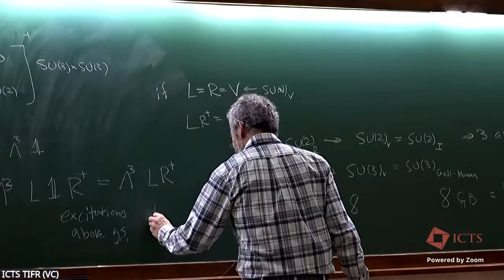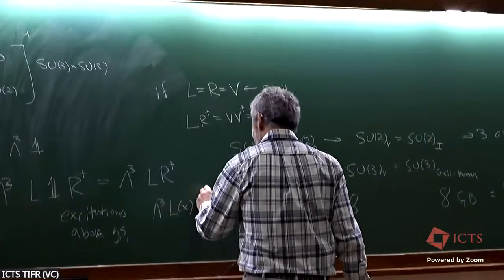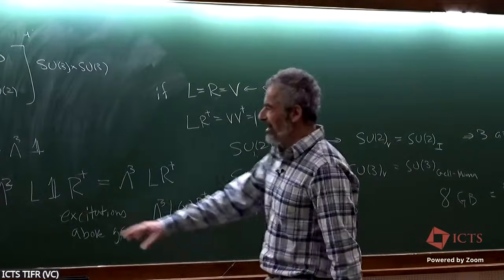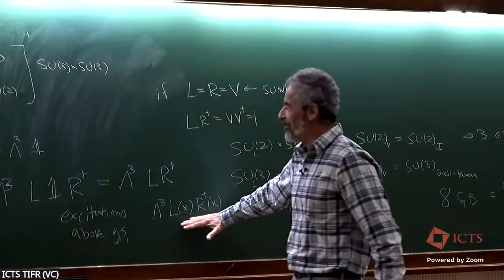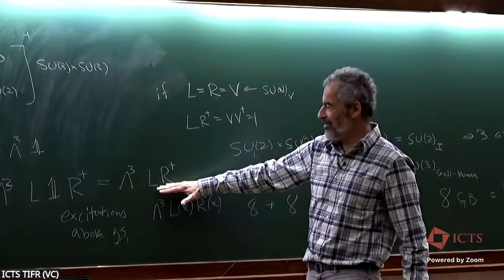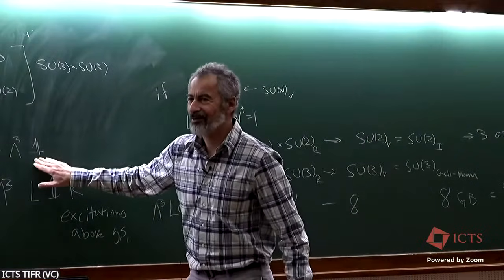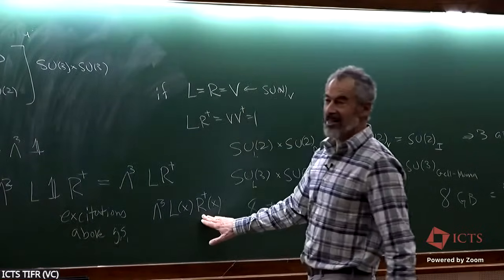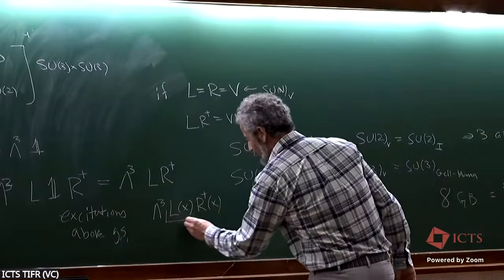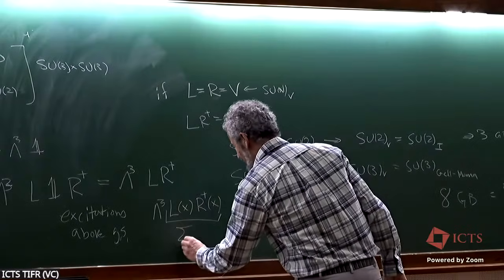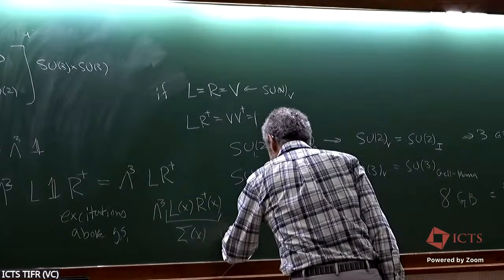It looks like lambda cubed L of X, R dagger of X. We're going to take this Q bar Q condensate and deform it away from the ground state. The ground state is something like that. This is a new ground state, which has the same energy as the old ground state. Now we have an excitation because these are not constant. And there's no reason to distinguish between L and R. I can call this sigma of X, but it's a unitary matrix, especially unitary.